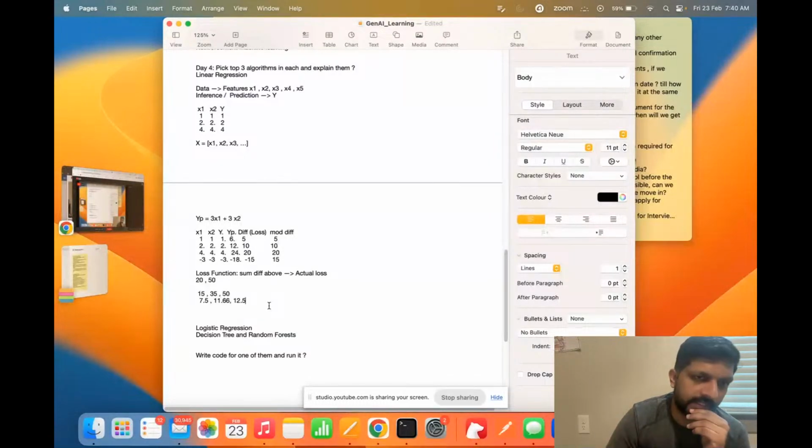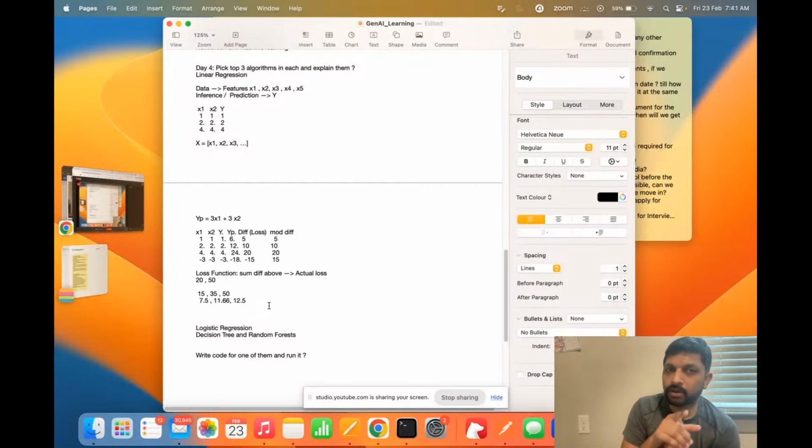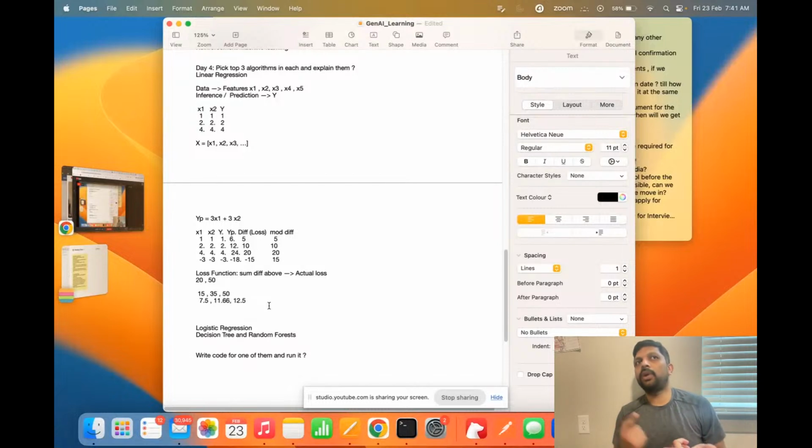So this is average. Still it shows it is increasing, but that's the right thing, because that actually is more practical. 15 to 35, 35 to 50 is actually a huge jump, whereas 7.5 to 11.66 and 12.5 is practically correct, because the new data sets that are coming in are giving me more differences. These numbers are more realistic, and I can rely on those numbers more than the individual sum of the numbers, correct? So we need to do an average of the loss functions, right? Which is the right thing to do.